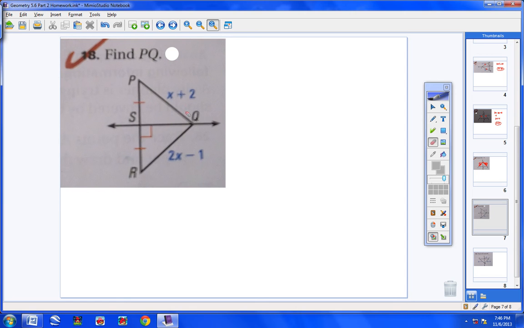All right, number 18. If I have two lines intersect like this, in such a way that this segment here is congruent to this segment here, which they are, and this angle here and this angle here are right angles, which they are, then I know for sure that this segment here is congruent to this segment here. So I can state that x plus 2 equals 2x minus 1.